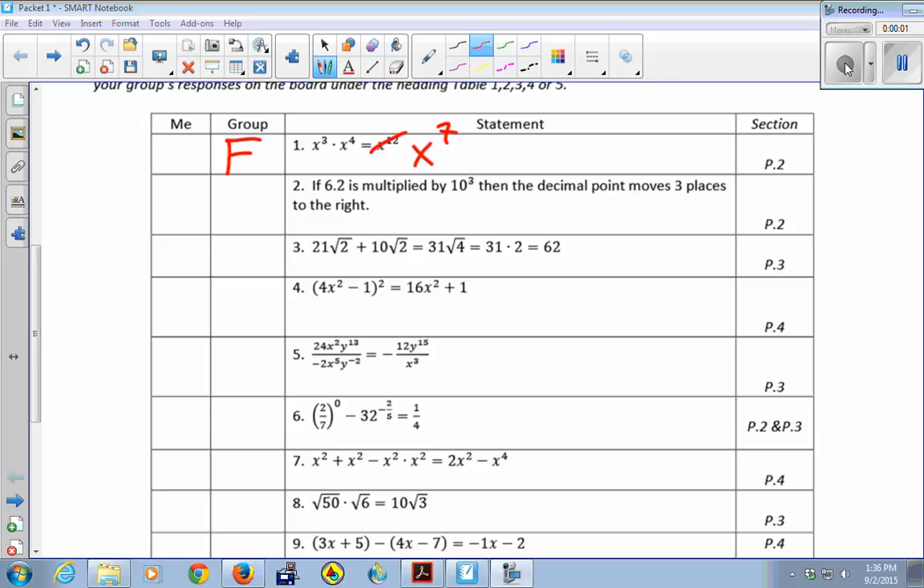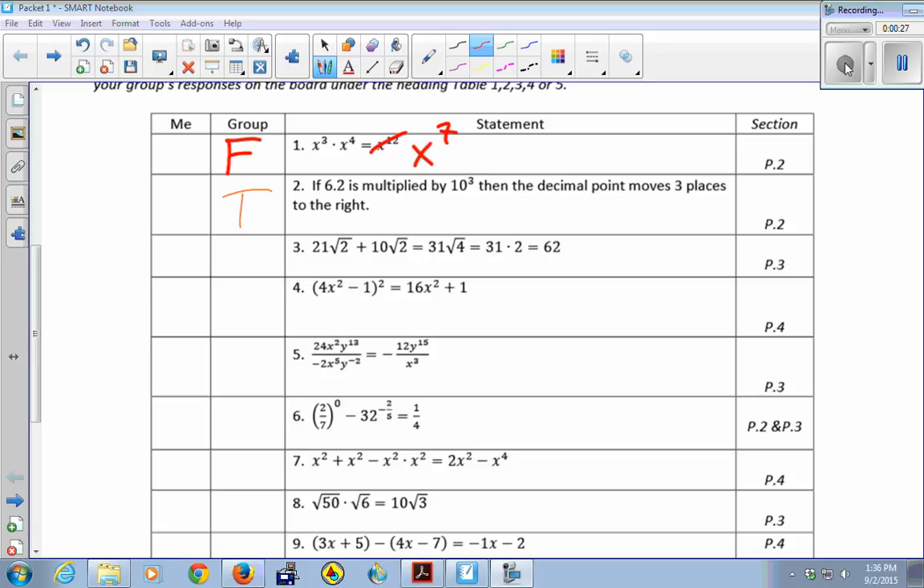All right, if 6.2 is multiplied by 10 cubed, then the decimal point moves 3 places to the right. True or false? True. So 10 cubed is 1,000. Quick way to do that in your head: 1,000 is a 1 with 3 zeros after it, and that's the number of places you move a decimal point.